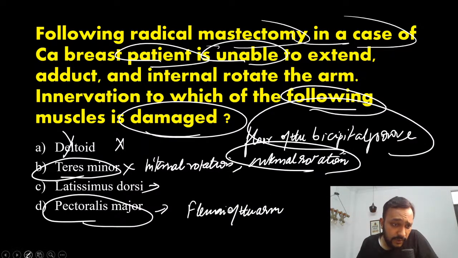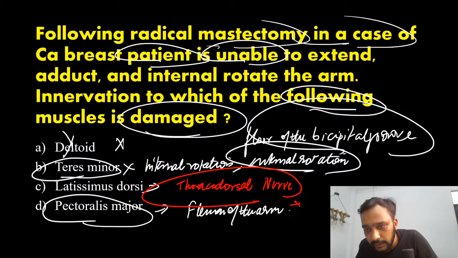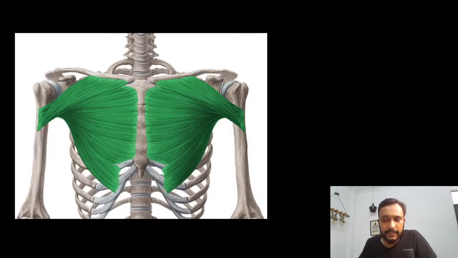So guys, it is your latissimus dorsi which is going to be injured. That is supplied by the thoracodorsal nerve. Okay, right.